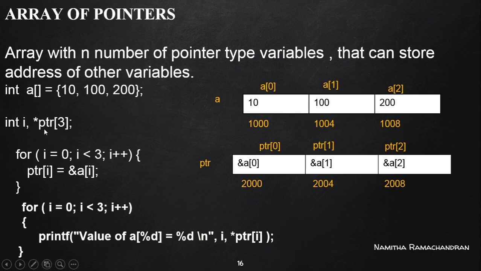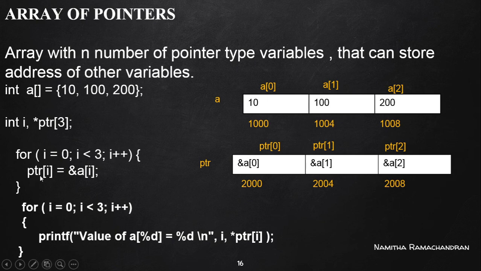Okay, so this is the meaning of this particular declaration, int star PTR of 3. PTR is an integer pointer array and it can store the addresses of 3 different integer variables, right? So this is the case of initialization. PTR of I is initialized with the address of integer variables. Here the addresses of different array locations are used for initializing various locations of our pointer type array.